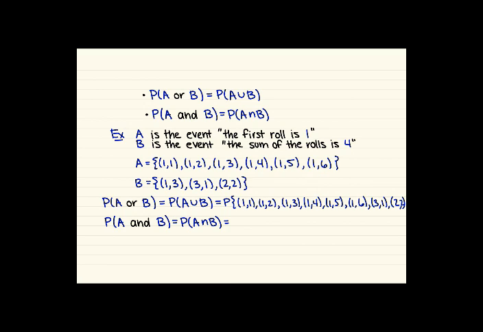For both of them happening, when we're looking at the probability that A and B both happen, then we're looking at the intersection. So we want to look at the overlap between those sets. We'd figure that out as the probability of (1,3), since that's the only overlap between those two. You'd figure that out by finding that probability.